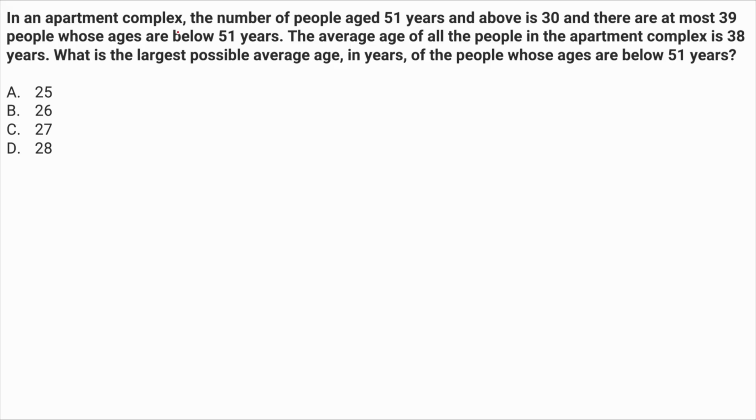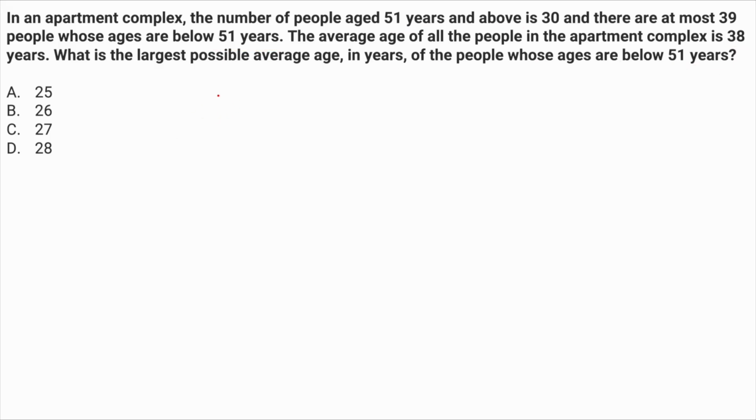So in an apartment complex, the number of people aged 51 years and above is 30. And there are at most 39 people whose ages are below 51 years. The average age of all the people in the apartment complex is 38 years. What is the largest possible average age in years of the people whose ages are below 51 years?